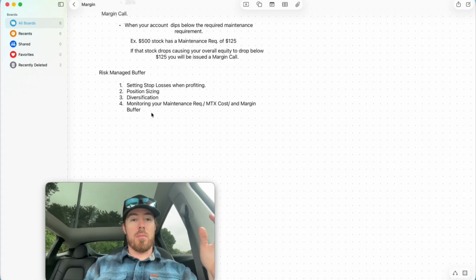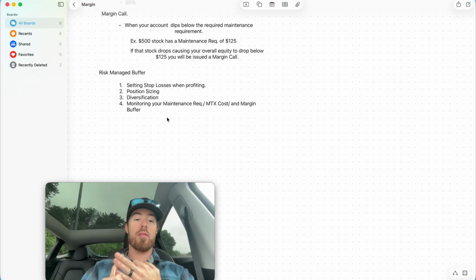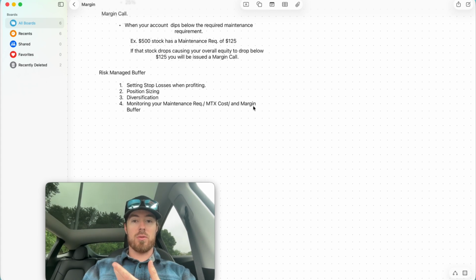Fourthly, monitoring your maintenance requirement. I've just showed you 3 or 4 different areas on Classic, on Legend, and on the app where you can monitor your maintenance requirement. It shows you your maintenance cost, your margin interest cost, $1.88 for me. It shows it to you in multiple locations, and I showed you 3 different areas that you can monitor your margin buffer. Use those tools and maintain your margin. You can't have a margin account and not pay attention to these things. These things right here are basically what I use to manage my risk.